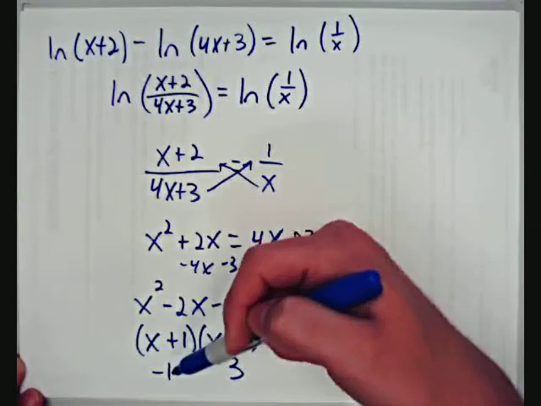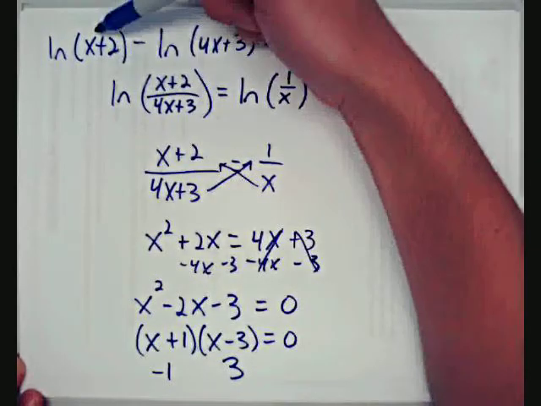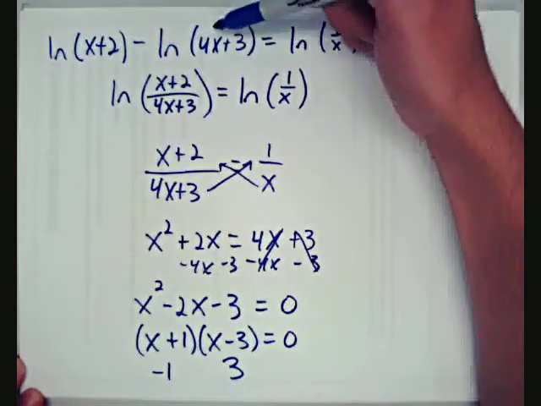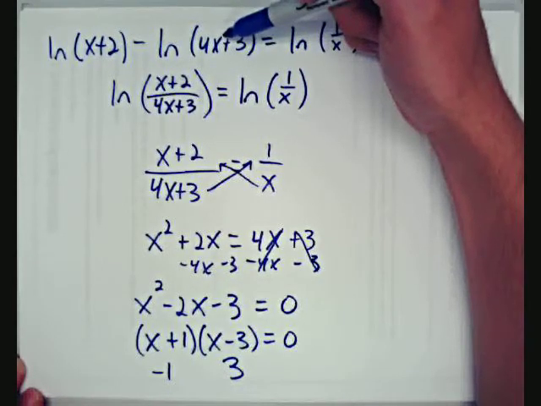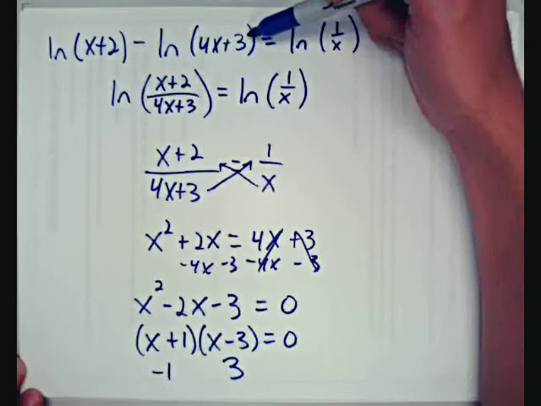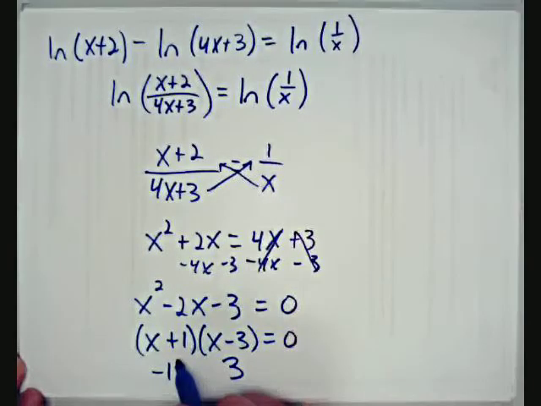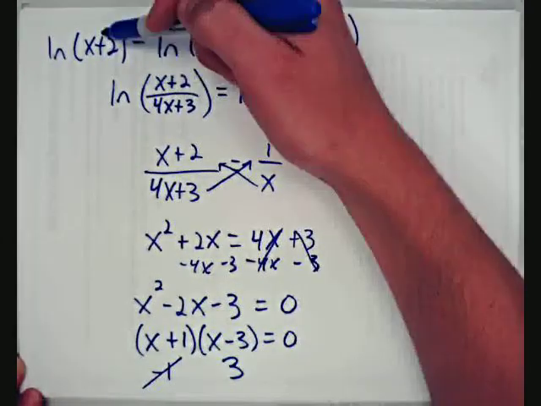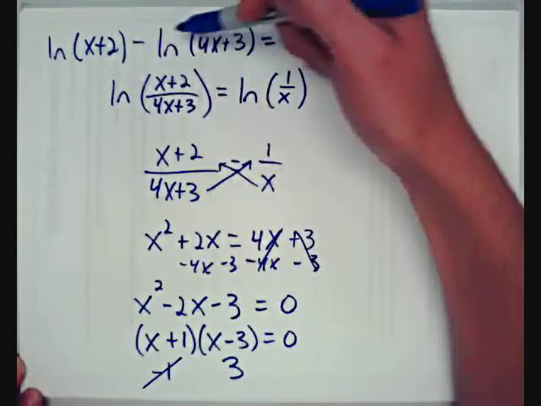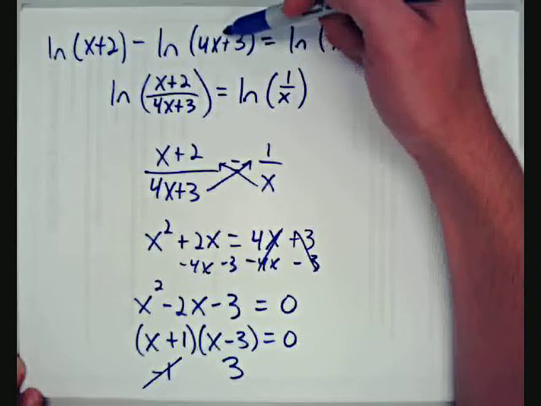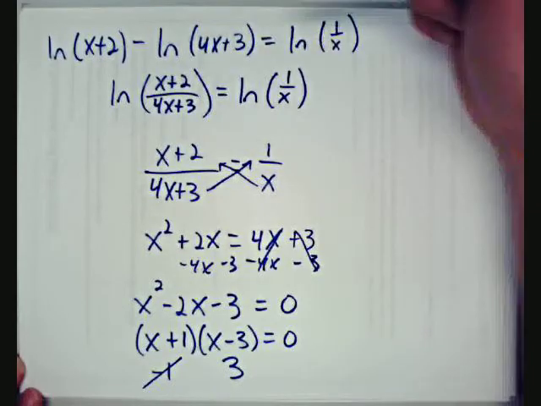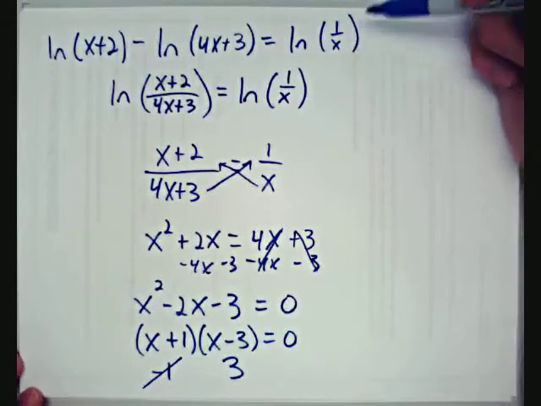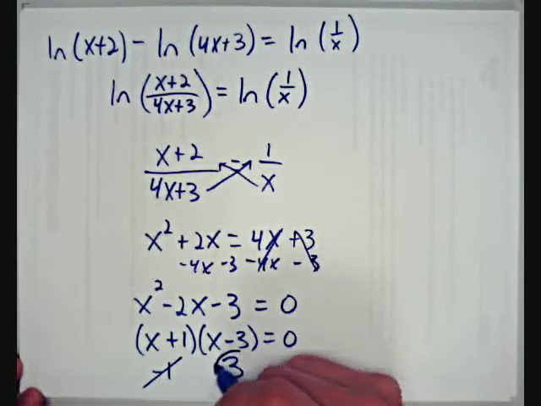So if I try negative 1, negative 1 plus 2 is positive 1, that's fine. 4 times negative 1 is negative 4, plus 3 is negative 1, so that's a problem. So I can eliminate negative 1. If I try 3, 3 plus 2 is 5. 4 times 3 is 12, plus 3 is 15, that's fine. And 1 over 3, positive 1/3, that's fine as well. So our solution to this problem is 3.